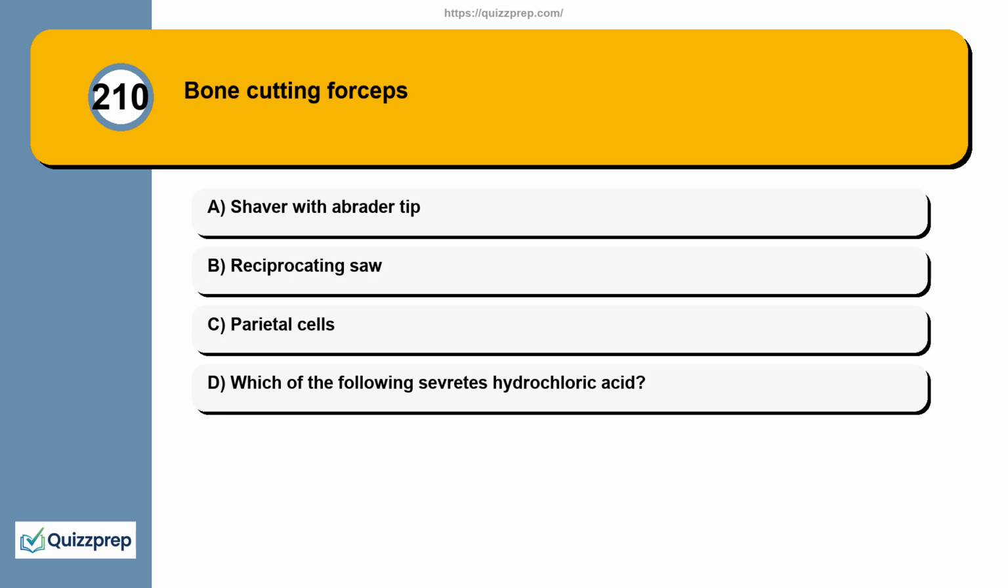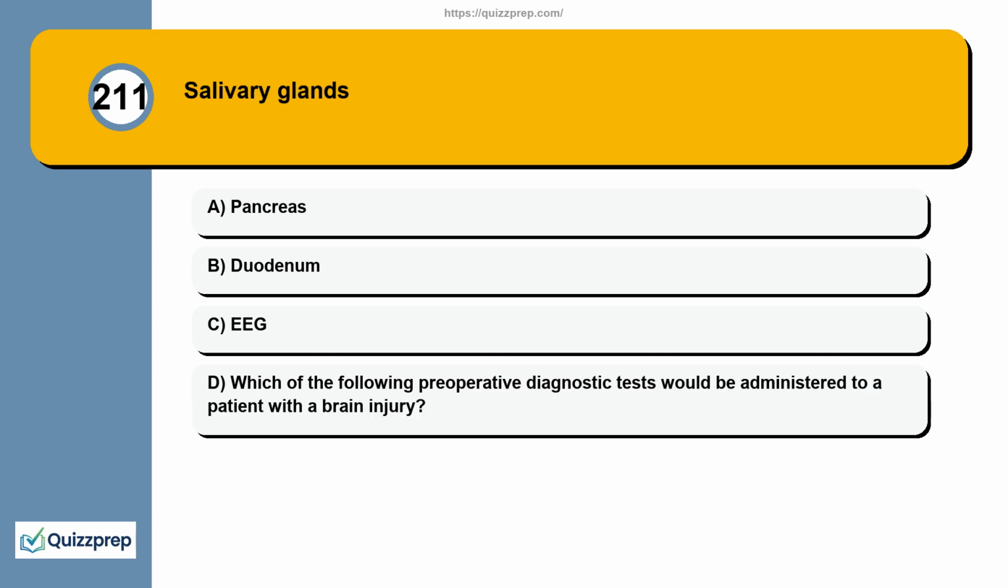The correct answer is option N/A. Question 211: Salivary glands, option A; pancreas, option B; duodenum, option C; EEG, option D. Which of the following preoperative diagnostic tests would be administered to a patient with a brain injury?